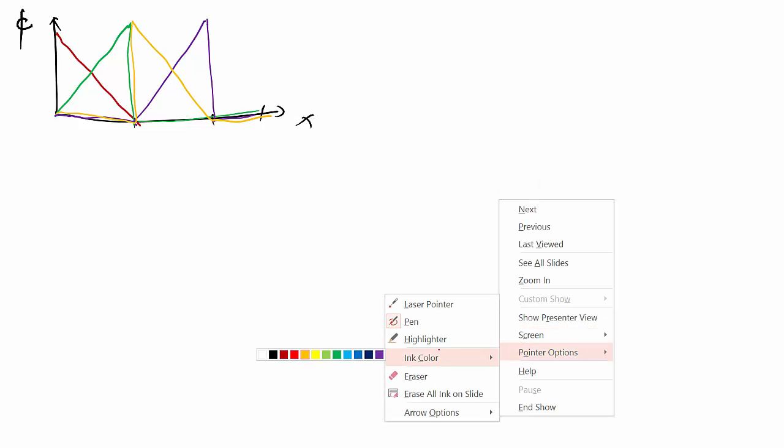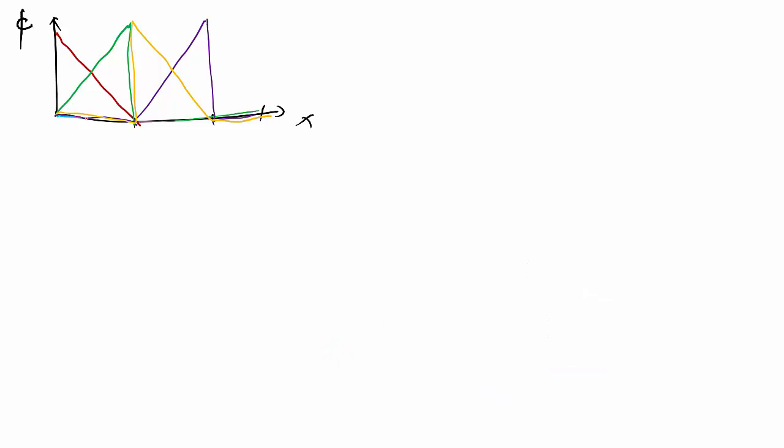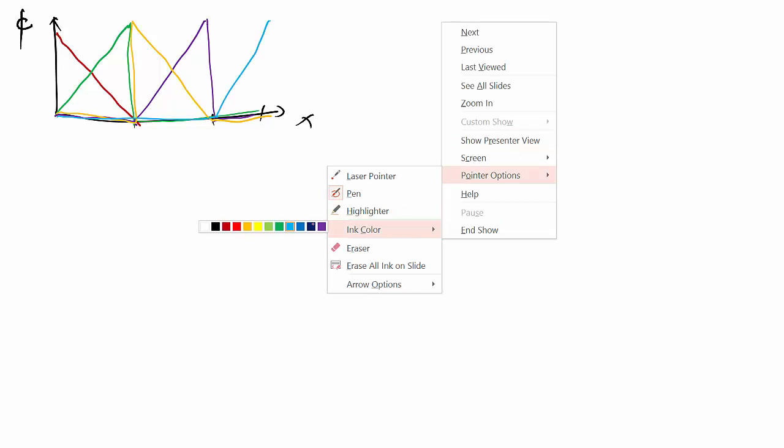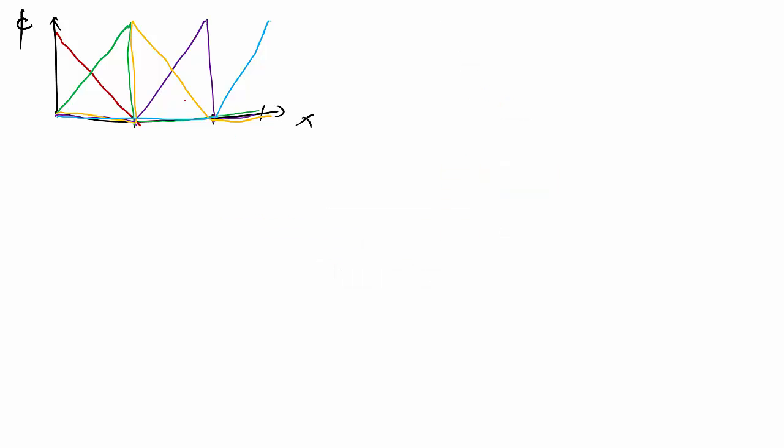So can somebody tell me what dimension I'm going to have? What is the dimension of the space I will have over here? Anybody? 2 times the number of intervals, or 6 in this case. Very good.